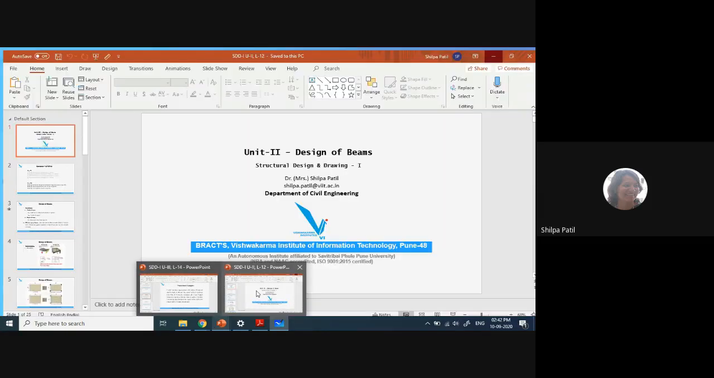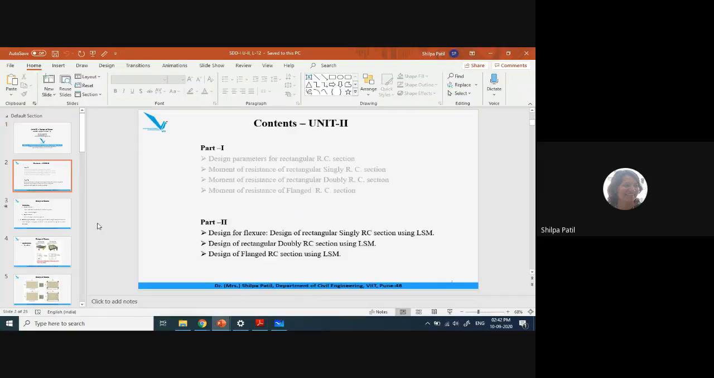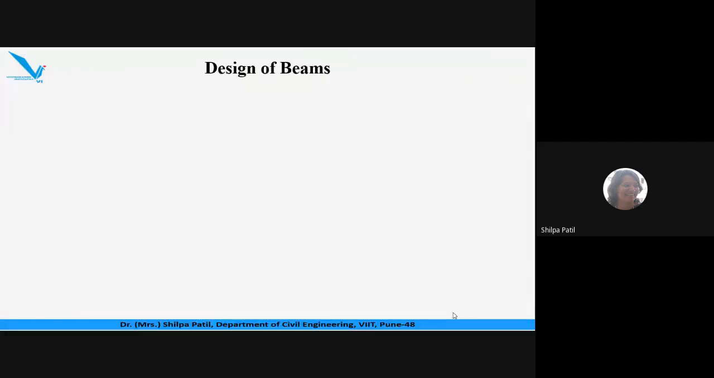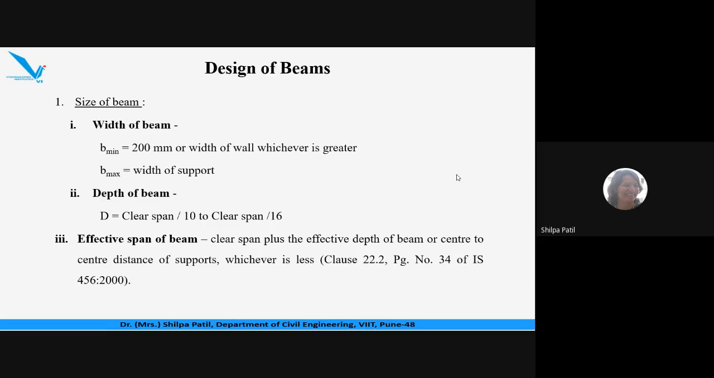So I will go to the earlier slides. I will quickly revise now the design steps for design of beams. We have discussed all these in detail during Monday's lecture. So I will quickly go through these steps. When we design a beam, first of all, we have to decide the size of the beam, in which we have to decide the width and depth, and also the effective span calculation.